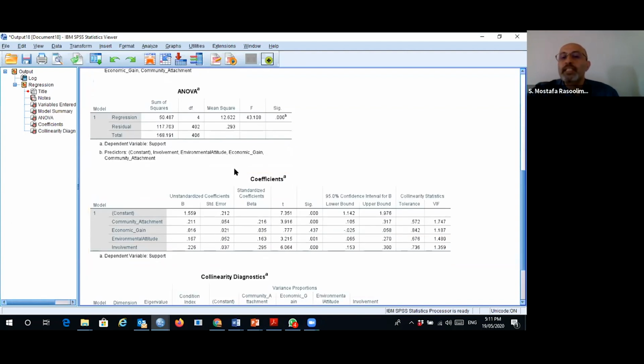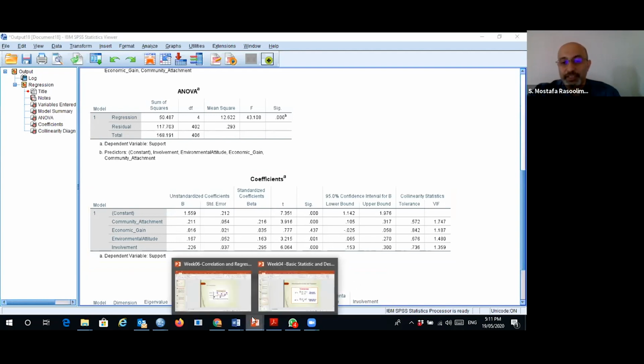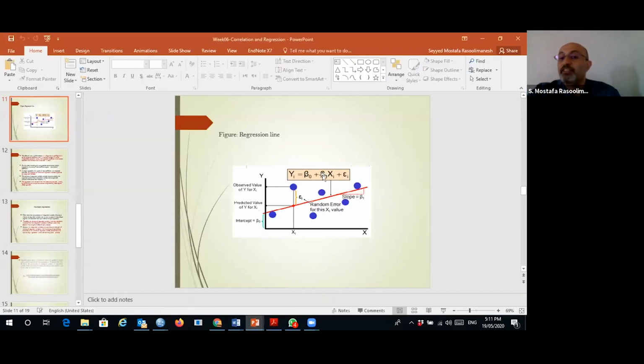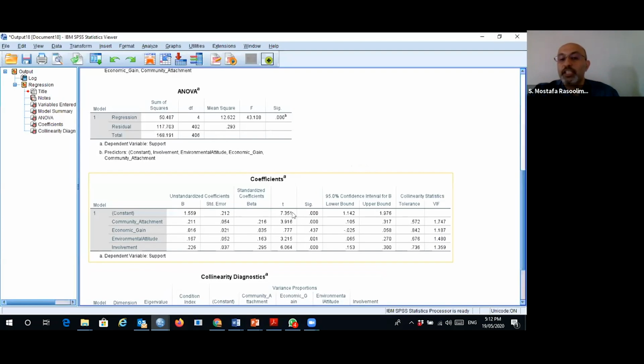But the most important table is this table. The most important is this table. Here we can see beta coefficient and significance of beta coefficient. Significance of these beta coefficients. If this beta coefficient is significant, it means X has significant effect on Y. It means your hypothesis for effect of X on Y can be supported. So the information comes from this table.